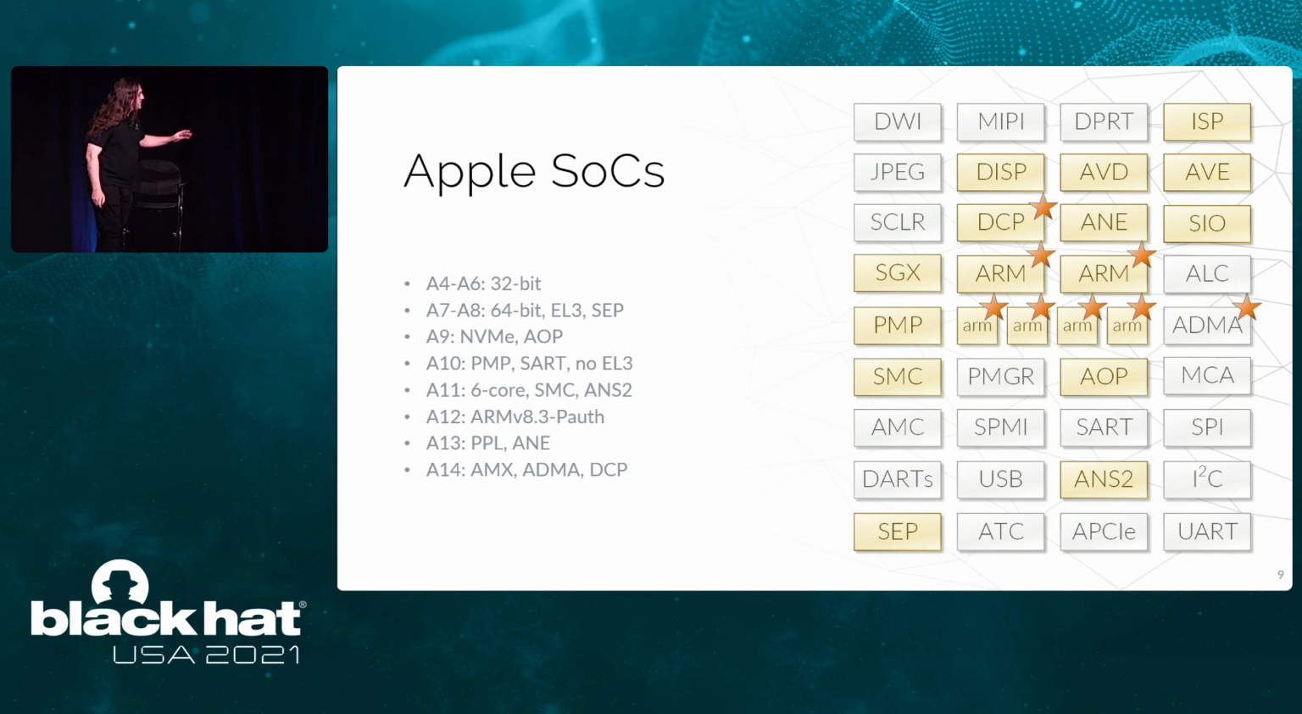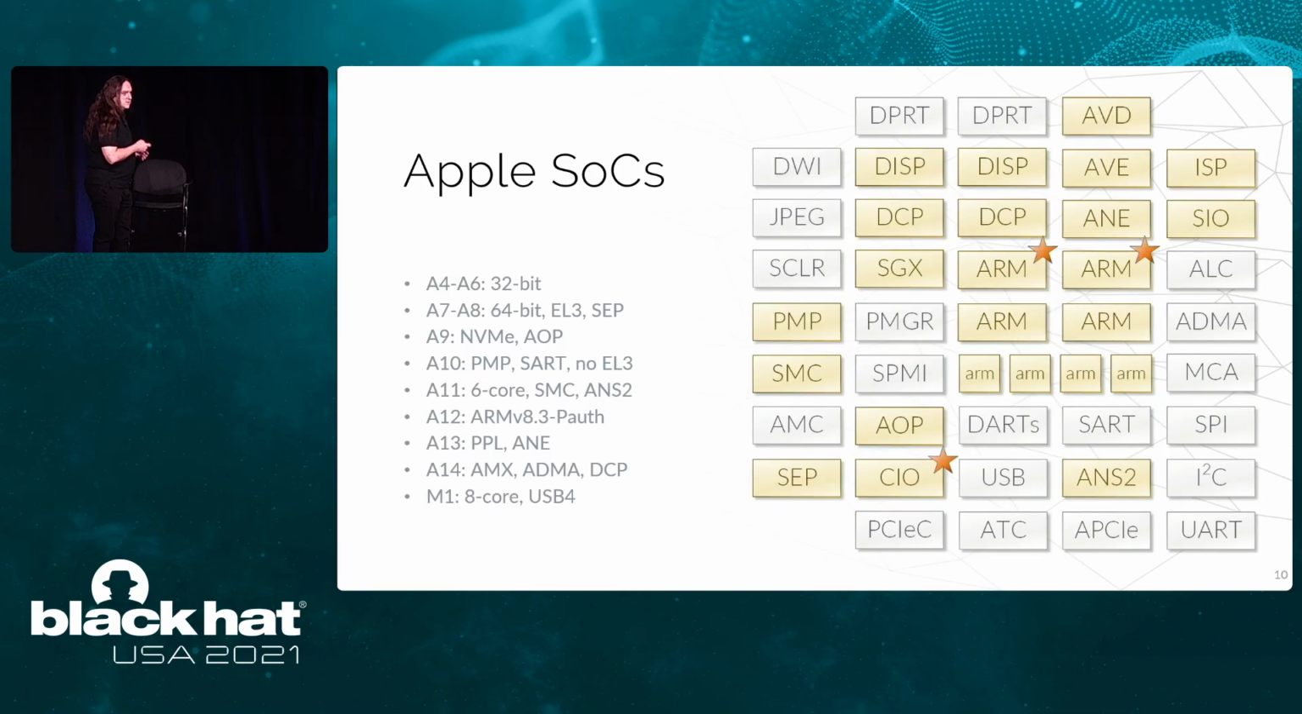And then in A14, you can see the growing complexity by how I had to scale the image to fit. They have renewed the cores again, adding the AMX, of which I'll be dropping a bit of info. Audio DMA, the display control processor, yet another coprocessor, and just general speedups. And finally, we get to the M1.